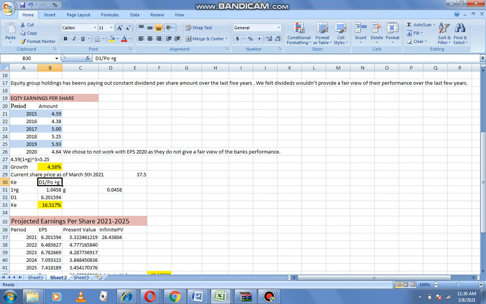D1 is D0 plus D0 multiplied by 1 plus g. So for example, the D0 that we were working with for 2019 was 5.93. I multiplied that 5.93 by 1 plus 0.458, this growth rate, so that I can get the value of D1. I hope you have understood, because here, okay, let me see.